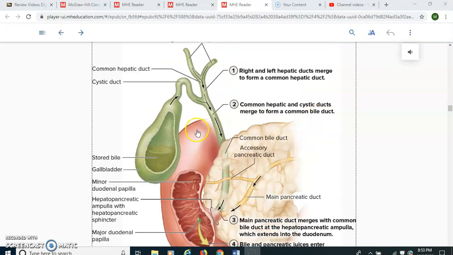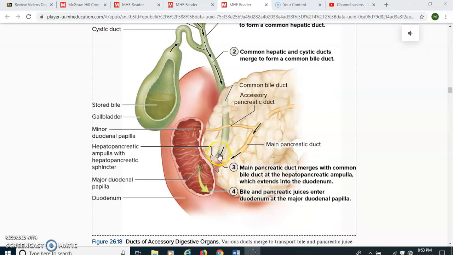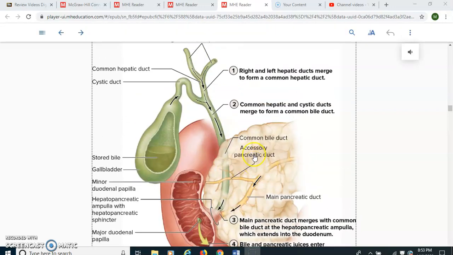Now, the gallbladder's function is to store that bile. So if the little sphincter is closed and bile that's coming from the liver can't go down there, then the bile will make its way up through the cystic duct into the gallbladder, and then it'll be stored there until it's needed. So the main function of the gallbladder is just to store the bile. The liver is actually the organ that's going to make the bile, and we'll talk about how it does that.